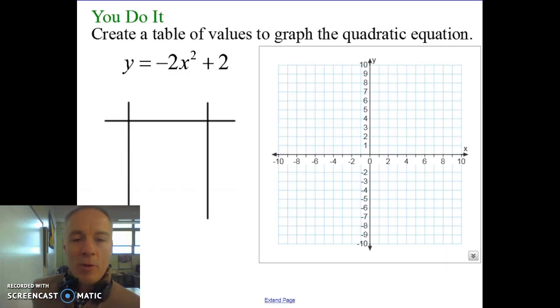So one way to graph a quadratic equation is to create a table of values. So why don't you create a table of values for this function, y equals negative 2x squared plus 2. Pause the video, create a table of values.